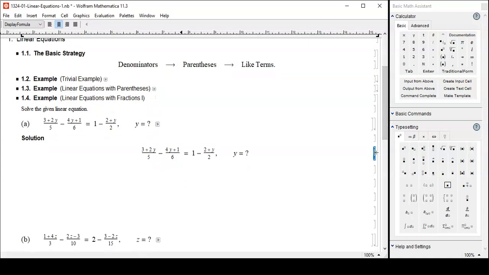Let me increase the font a little bit because there are so many denominators. It's going to be a little bit easier to see it this way. And then one more thing to remember. Whenever you see a horizontal bar, you have to assume that a parenthesis is hidden. Hidden parenthesis.